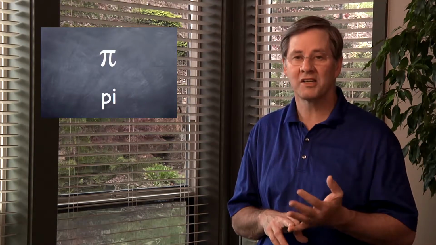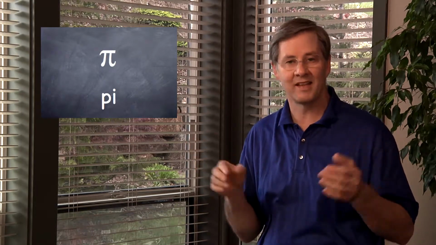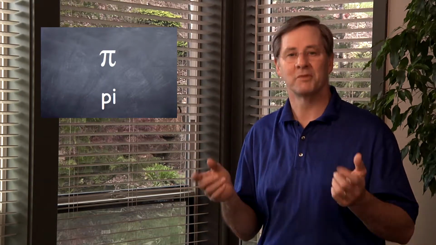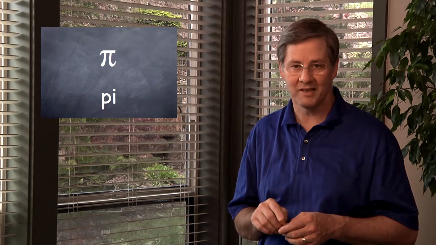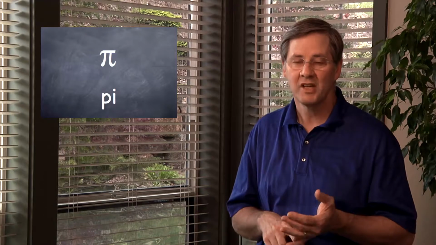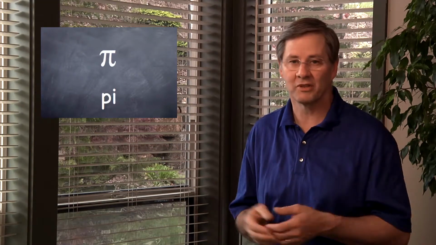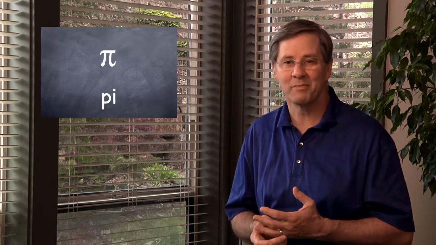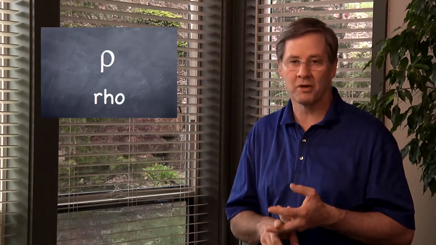After omicron comes P. Now I know if you've learned math, you called it pi, and that's fine if you're learning math, but this is Greek, and this letter is properly pronounced P, just like the English P, okay? So P is pronounced like the P in the word peach, or many other words that have a P in it. Okay, so omicron, P, and then there's rho.